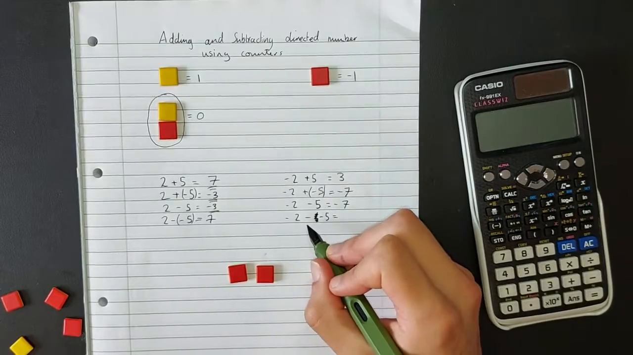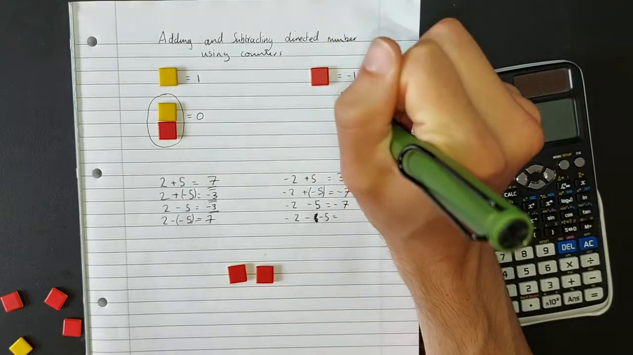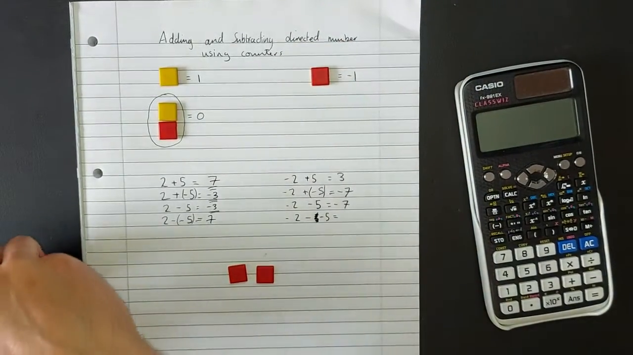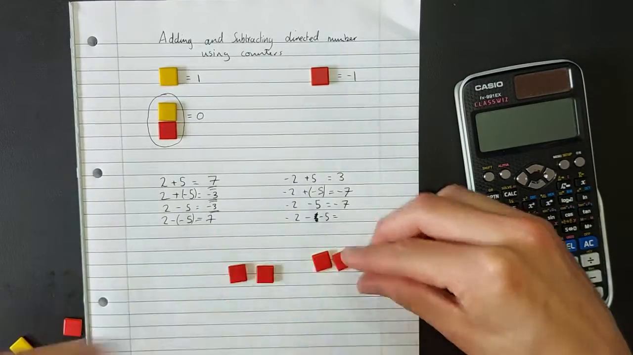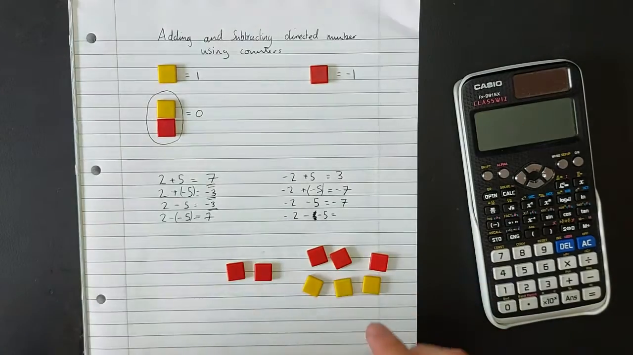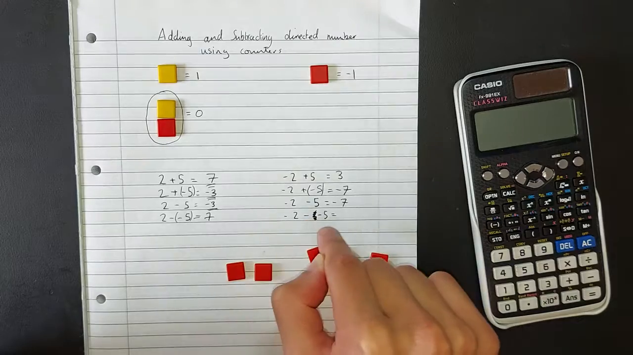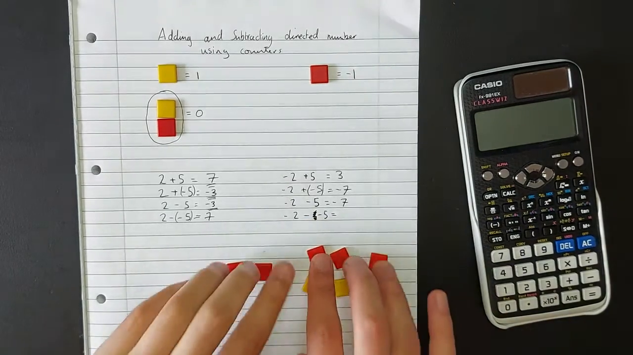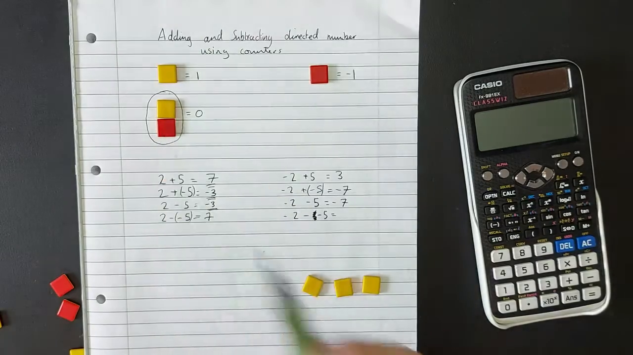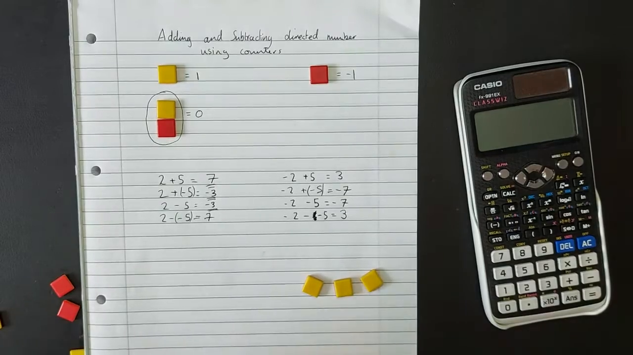Okay, so we've got negative 2, and we need to take away negative 5. So we need to be in a position where we can get rid of 5 of these red counters. At the moment, we only have 2, so I want to add 3 more, and the way I can add 3 more is if I add 3 more yellows as well, because remember, these pair up to make 0. Now I can get rid of 5 negative counters, leaving us with 3 positive counters, an answer of 3.